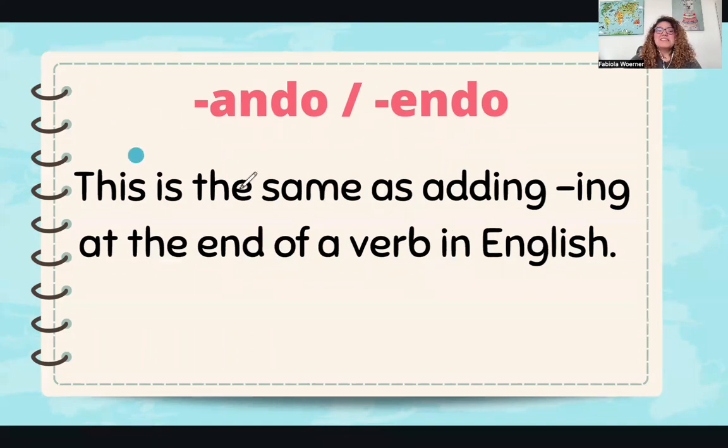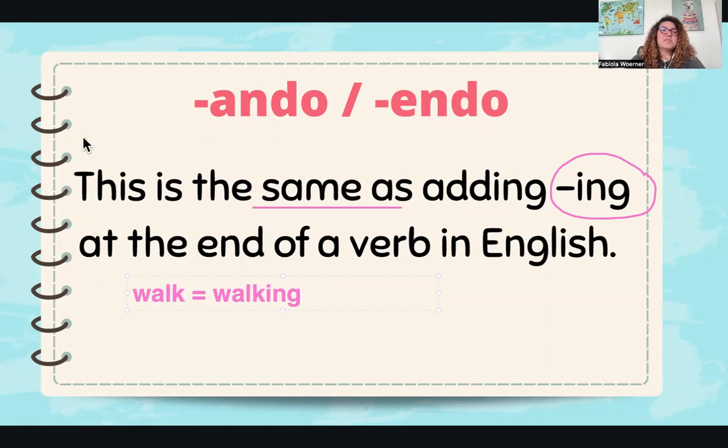Ando or endo is the same as saying the ing ending in English. For example, like walk, walk, and walking. So walking ends in ing. That means that here we are talking about a person who is currently walking. In Español too. But we would add está, which is the verb to be. Está caminando. So we will do two things in Español. We will add our ando or endo and our verb to be.